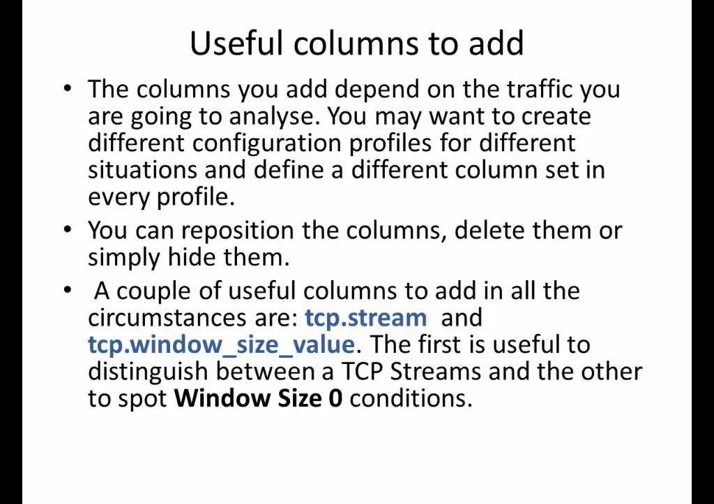Some useful columns can be, for example, tcp.stream and tcp.window_size_value. The first is useful to distinguish one TCP stream from another TCP stream, and the other one, window size 0, will help you to spot the window size 0 condition. When the window size value is going to 0 or is very low, it means there's some congestion problem in your network.